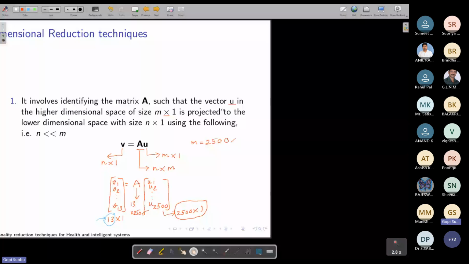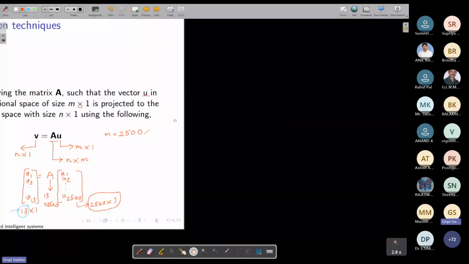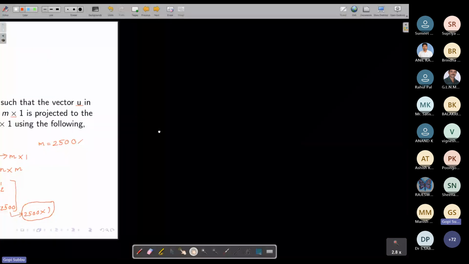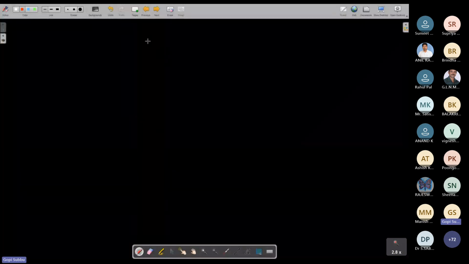To understand this, I just wanted to give you some illustration with 2D and then come back to the original slide to understand the concept of the dimensionality reduction technique, right? So we go for one simple example, then we'll go back to that original track.